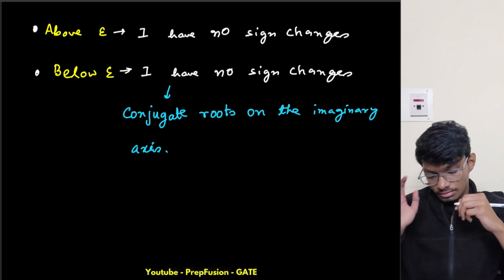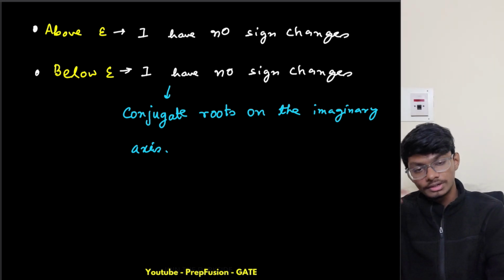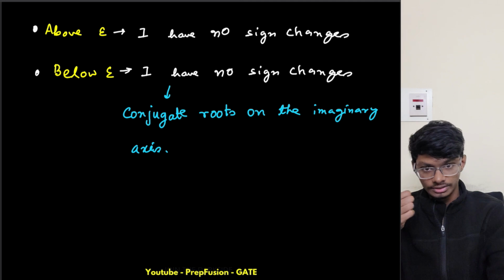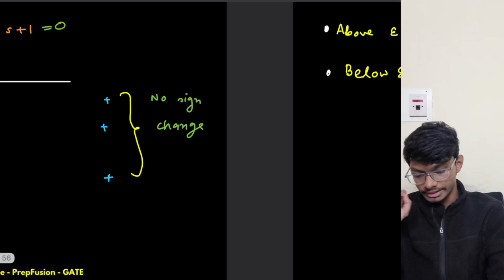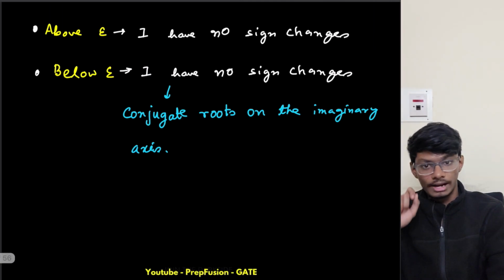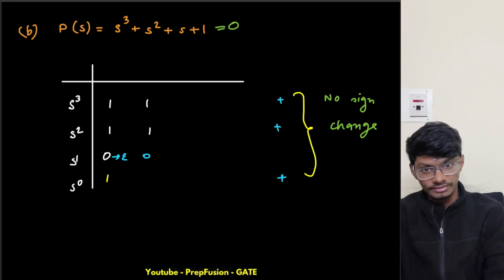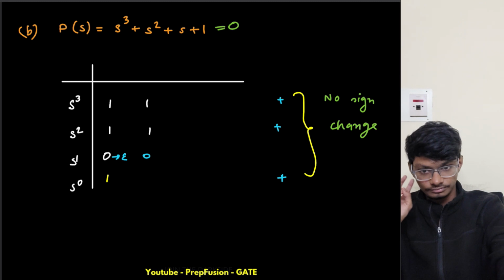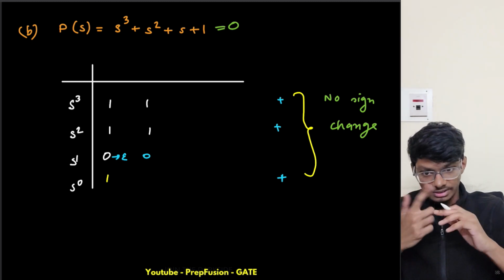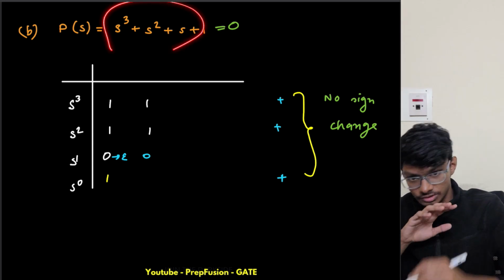So now, what can I say about the other root? The other root obviously won't be on the right hand side because I have no sign changes. So can it be at the origin? It can't be at the origin, right? I have a constant term, so it will be on the left hand side. So I will have one root on the left hand side and the other roots will be on the imaginary axis. So this is a very famous equation, okay.